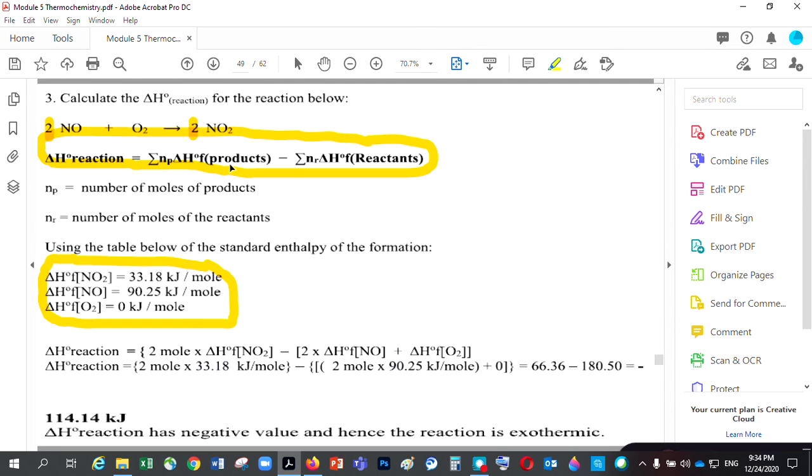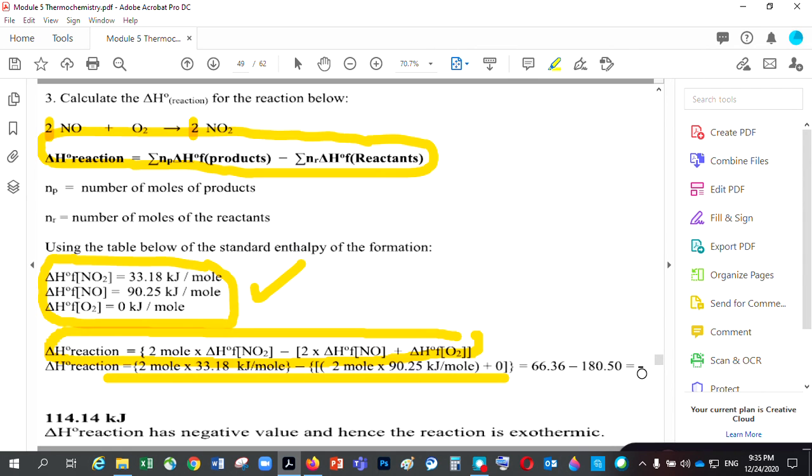So then just the standard enthalpy of formation of the products, multiplied by the corresponding number of moles, minus the standard formation enthalpy of the reactants, multiplied by their corresponding number of moles. So here it is. The products minus the reactants: we have two NO2, two moles multiplied by the delta H formation of NO2, minus the sum. Here oxygen is already zero, the sum of both, two multiplied by NO, and the values are here. We just plug all those values together here. When you plug in all the values, you come up with negative 114.14 kilojoule, and the reaction as well is exothermic. So this is an exothermic reaction as well.